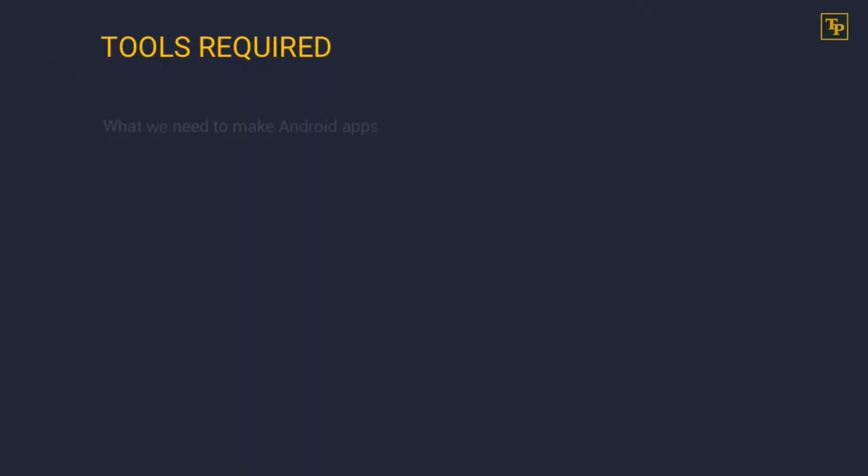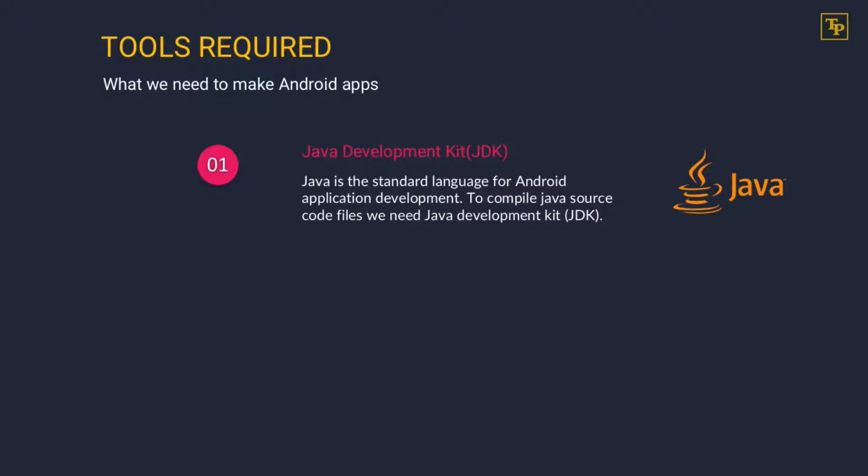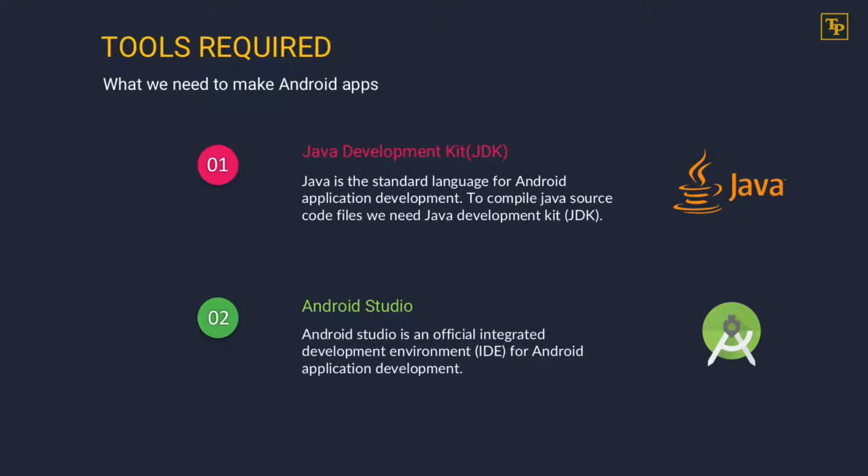Now let's talk about the tools required for Android application development. The very first thing we need to download is Java Development Kit, which is also known as JDK in short. To compile application source code files written in Java, we need JDK. Another tool we need to download is Android Studio. It's an official integrated development environment, or in short IDE, for Android application development.